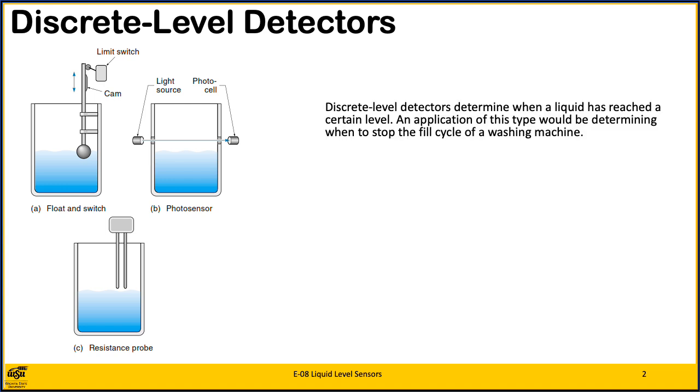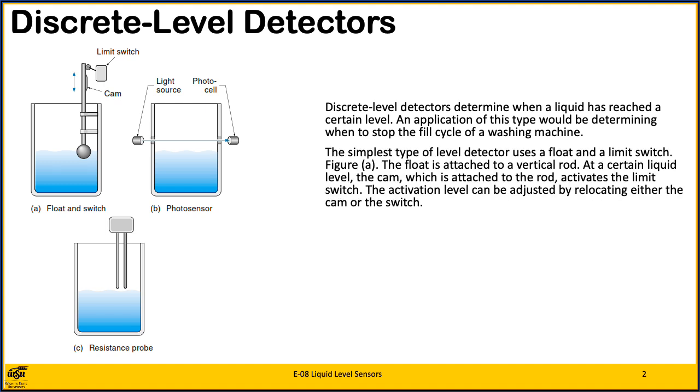Discrete level detectors determine when a liquid has reached a certain level. An application of this type would be determining when to stop the fill cycle of a washing machine. The simplest type of level detector uses a float and a limit switch. There are many possible configurations of a float-based level detector.